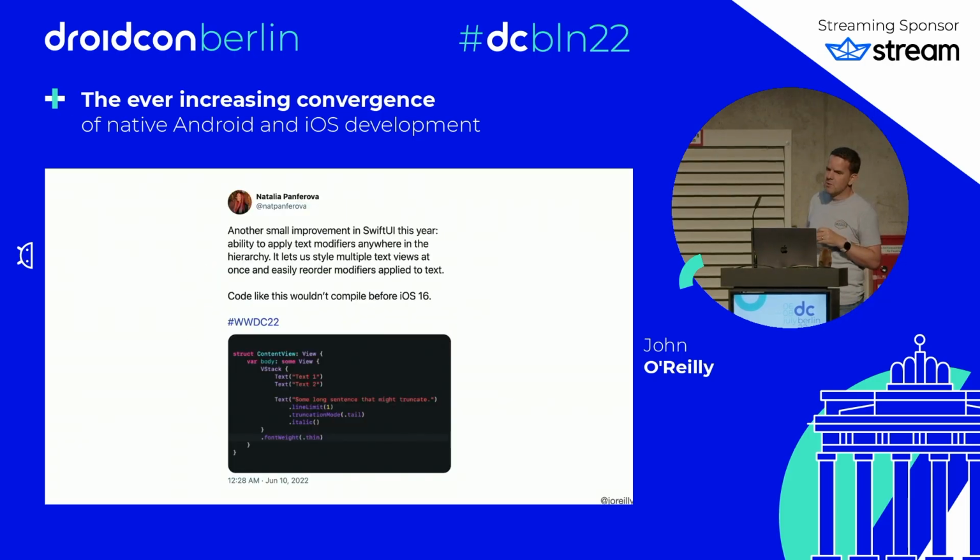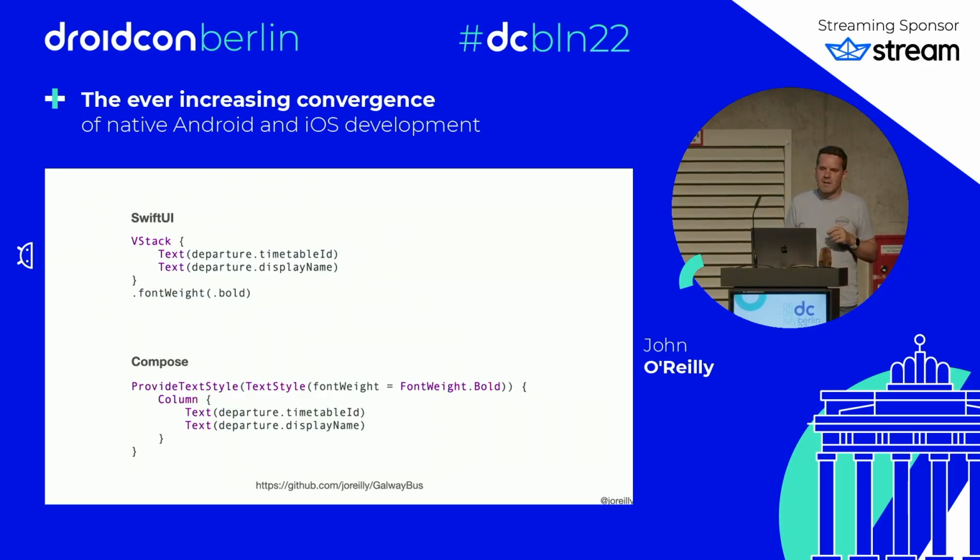One more SwiftUI announcement from WWDC this year, this one in relation to applying text styles across a group of controls. Relatively small change, but again, one that allows that bit closer alignment between SwiftUI and Compose. In this example, we're applying bold text style to all elements within the VStack in SwiftUI and Column in Compose, using provide text style in Compose to achieve the same purpose as font weight in SwiftUI. Semantics, again, a little different, but the same concepts being applied in both cases.